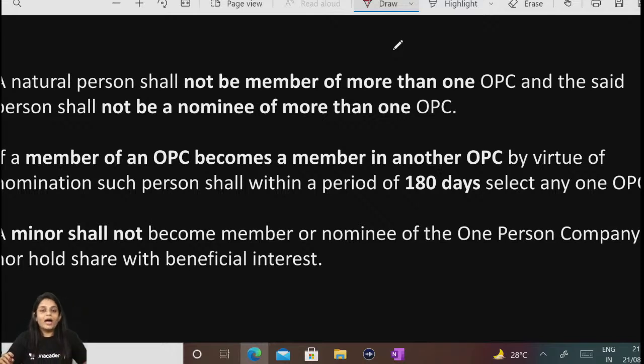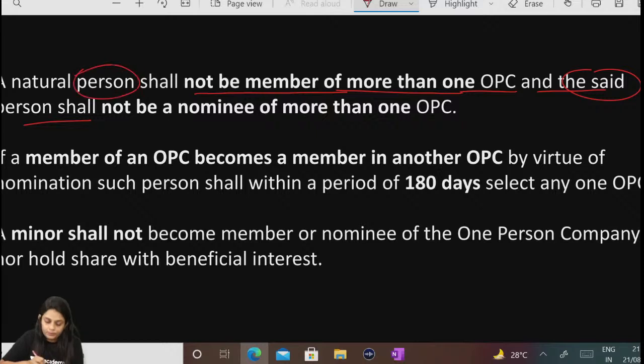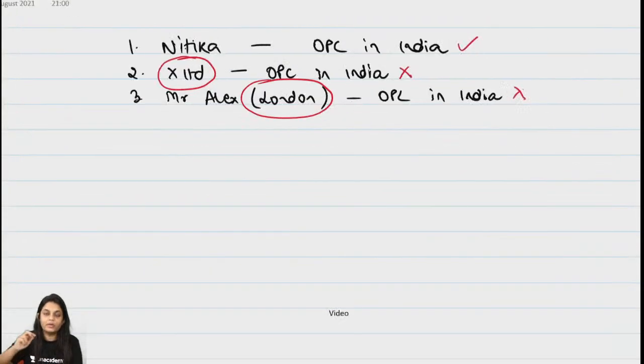So I repeat again, a person can start 1 OPC, that is, be a member of 1 OPC, and at the same time be a nominee of another OPC. So he shall not be a member of more than 1 OPC, and the said person shall not be a nominee of more than 1 OPC. I hope it is clear. Now let us understand this. What am I trying to tell?